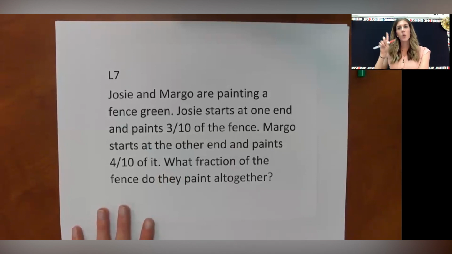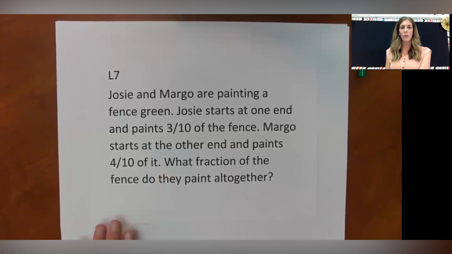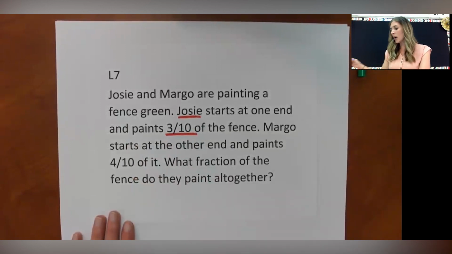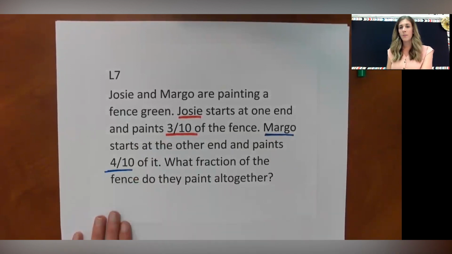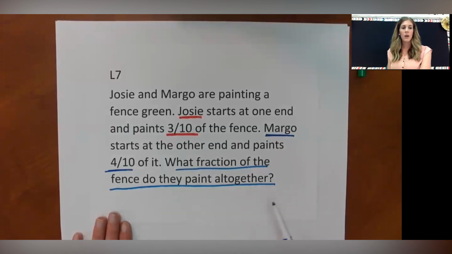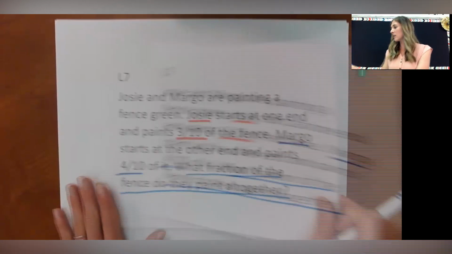So let's ask ourselves, what do we know? What do we need to know? And let's go back and dig in a little deeper on that second reread. So we know we've got Josie and Margot painting. We know that Josie starts at one side and paints 3/10 of the fence. We know that Margot starts on the other side of the fence and paints 4/10 of it. What do we need to know? We need to know what fraction of the fence do they paint all together. So we're trying to put each piece of the fence that they painted separately together to see how much they painted in total. So let's pull out some important information.